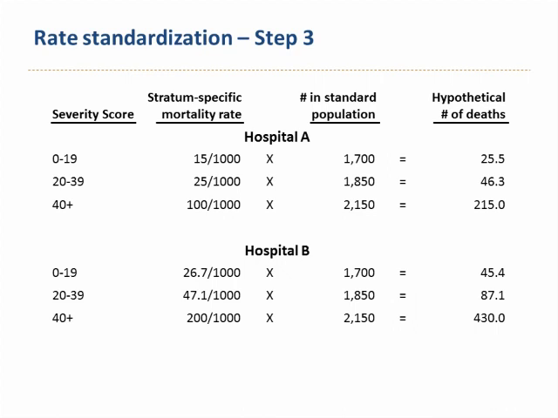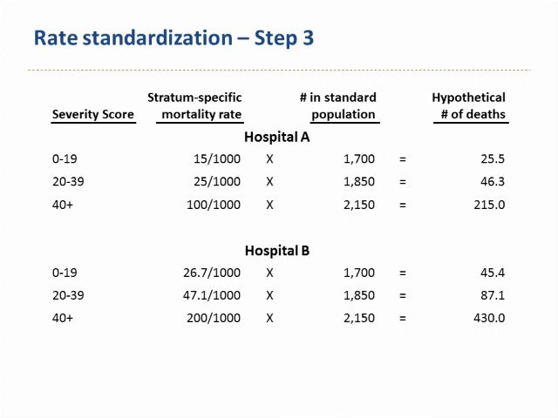Similarly, we know that there were 25 deaths per 1,000 person days experienced in the middle severity score category in Hospital A. If there had been 1,850 person days of experience at this severity score in Hospital A, there would have been 46.3 deaths. Lastly, the actual mortality rate in Hospital A among the highest severity score patients was 100 per 1,000 person days of ICU time. If there had been 2,150 person days of experience in Hospital A at this severity score level, there would have been 215 deaths.